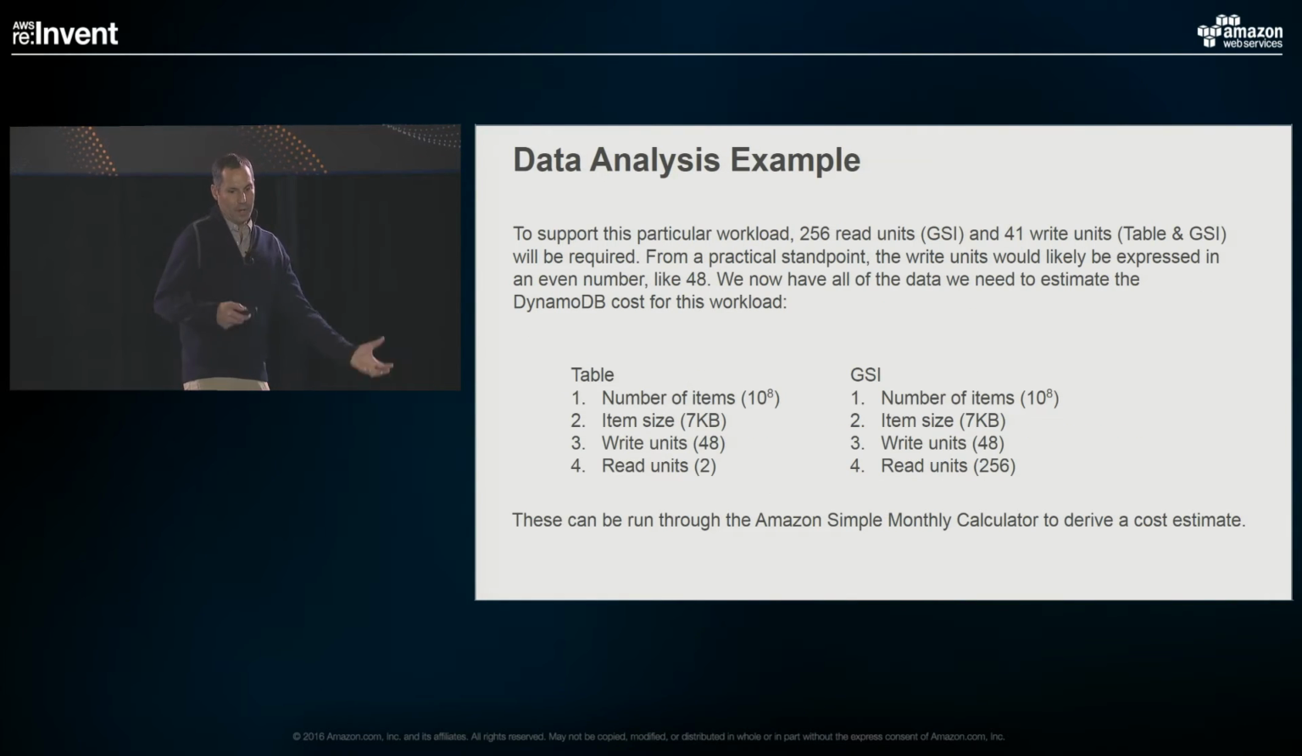And so now that we know basically our write throughput and our read throughput, we can actually compute what we would need here. And in this case, we need 256 read units for both the table and any GSIs that we're putting on there, and 41 write units.